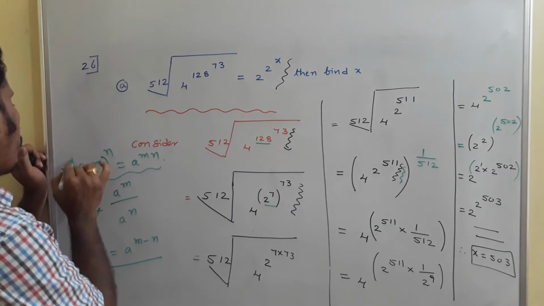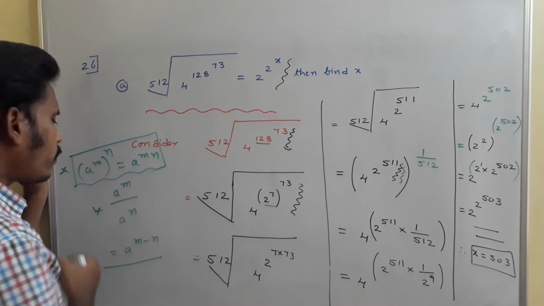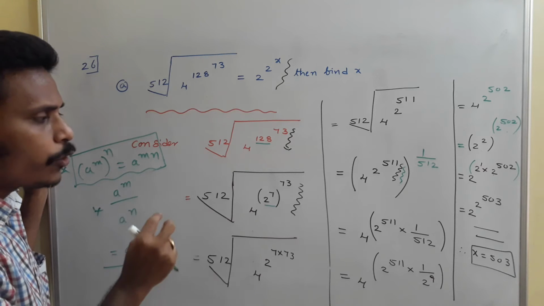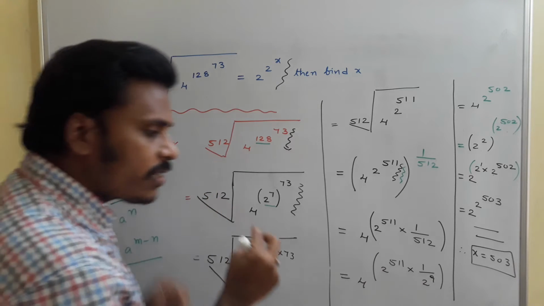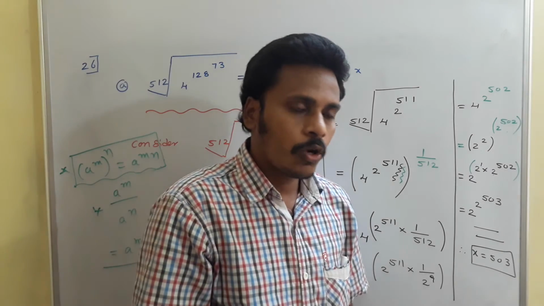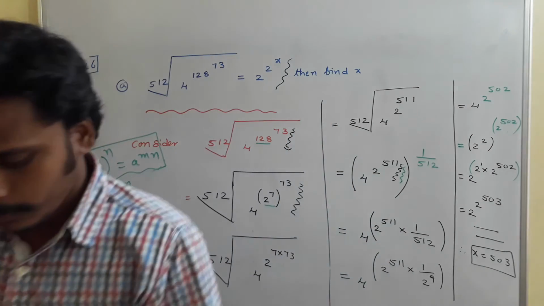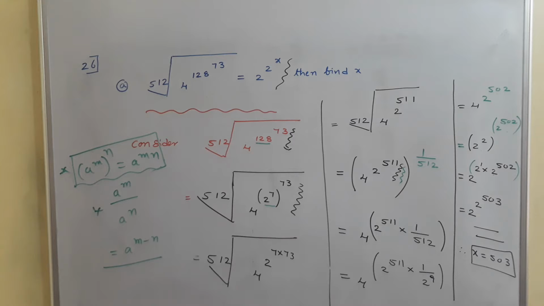Repeatedly we use this particular law, and to use this law we need to judge what is a, what is m, and what is n. Okay, just have a look. If you have any doubts, just mention now.